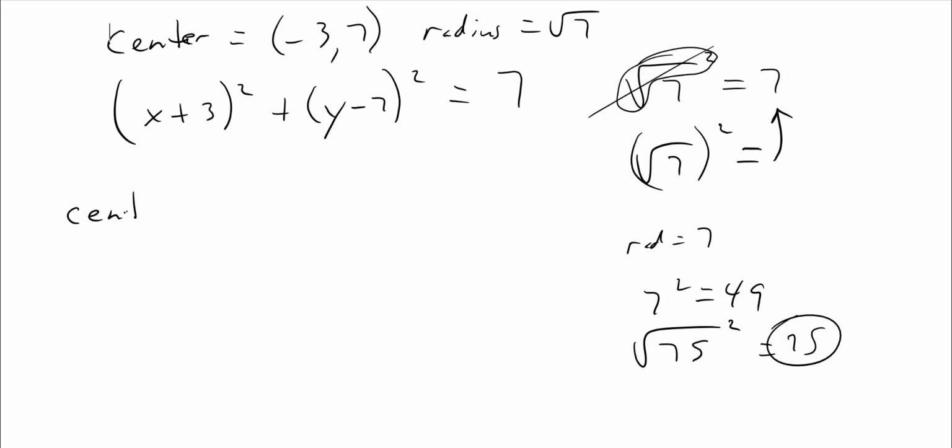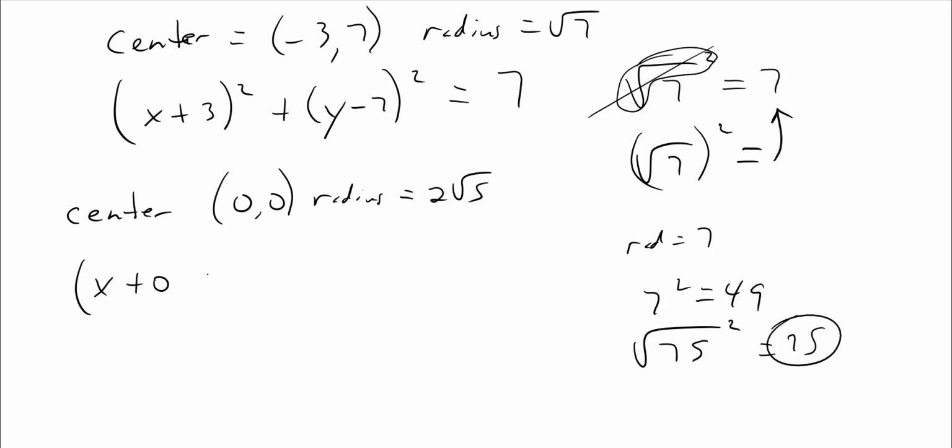What if the center is (0, 0), and the radius is 2 root 5? Okay, so I know a lot of you guys want to do this. You want to say x plus 0. Guys, if it's a 0, don't do that. Don't put the plus 0 there. I mean, it doesn't make sense. Like if I say, how old are you? And you go, oh, I'm 17 plus 0.